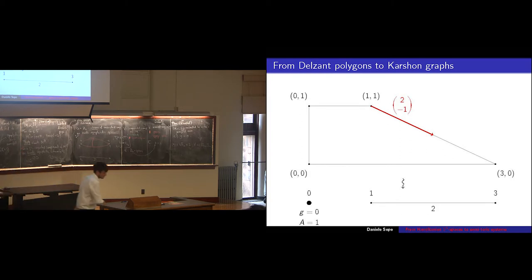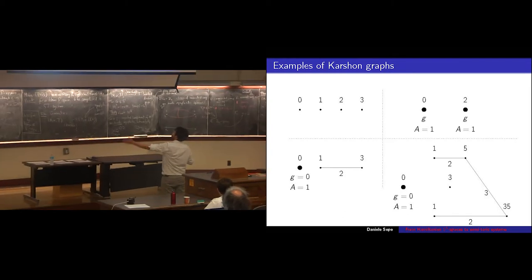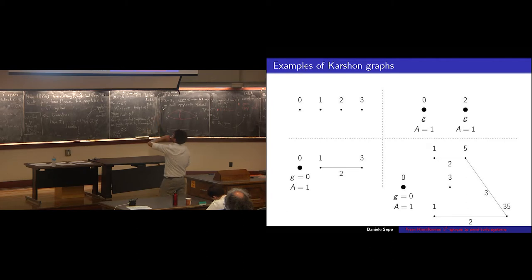So let me go back to this picture. On your left, the graphs are extendable, so they satisfy this criterion. On the right, if I pick G to be 574, that's not extendable because it doesn't satisfy the first criterion.